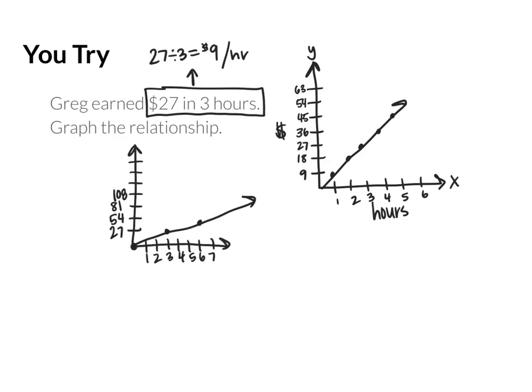Another option would have been to set it up this way. Let's say that you didn't calculate the unit rate, but you knew that after 3 hours it was $27. This graph still represents that relationship, so either one would be fine.